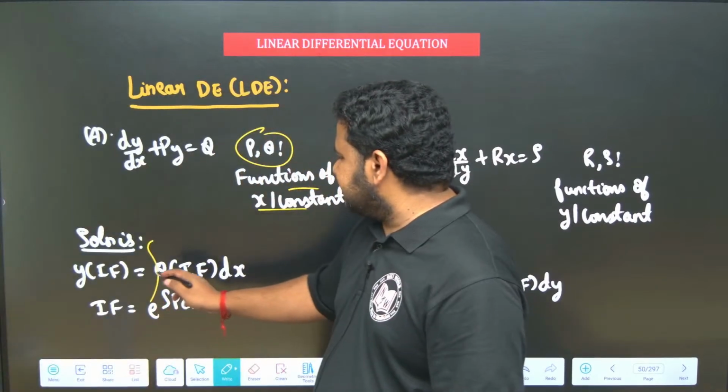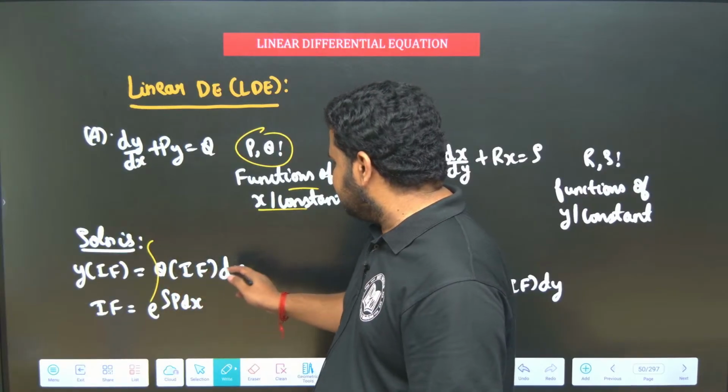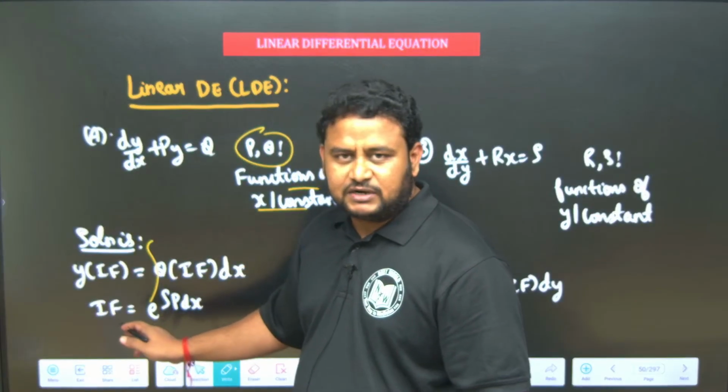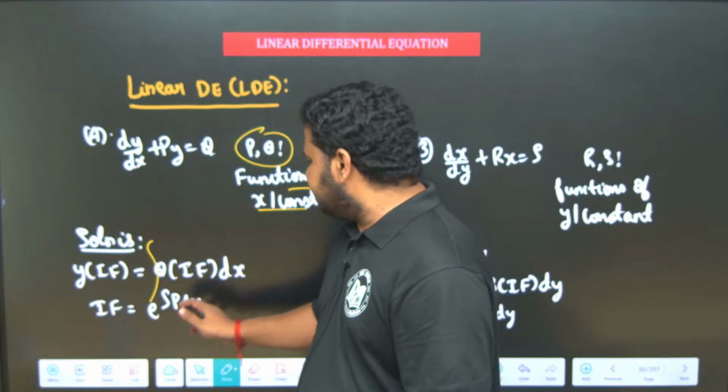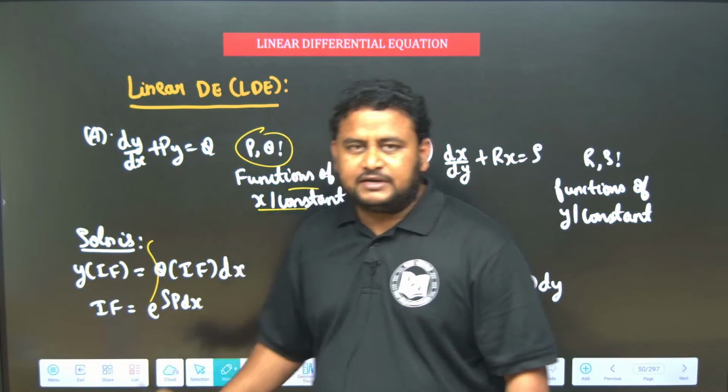So y times integrating factor is equal to the integral of q times integrating factor dx. Integrating factor means what? It is nothing but e power integral of p dx.